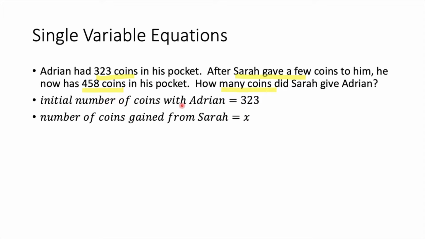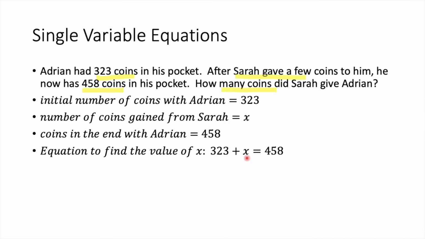Finally, we are told that after Adrian gained these x coins from Sarah, his total number of coins increased to 458. We write that piece of information down as well. And now we are ready to formulate our equation. We know that after Adrian gained x coins, his total coin count went to 458. Therefore, we can say that 323 plus x is 458. Now we have to solve for x, that is, find x's value.